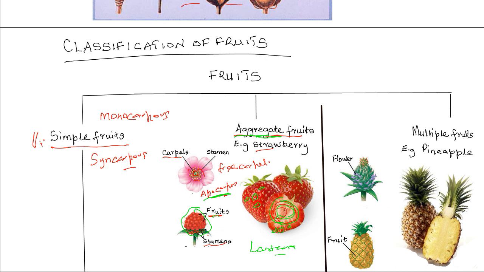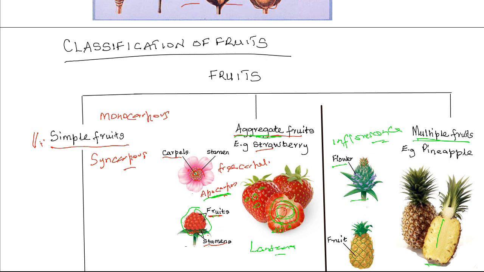The third category or class of fruits are the multiple fruits. Multiple fruits develop from an inflorescence of flowers. An inflorescence consists of many flowers that are joined to a common stalk. And each flower will then develop into an individual fruit. As the ovaries of the individual flowers mature, they become succulent, and they get fused. So this is the internal structure.